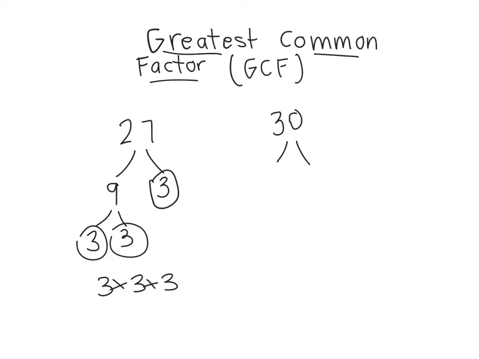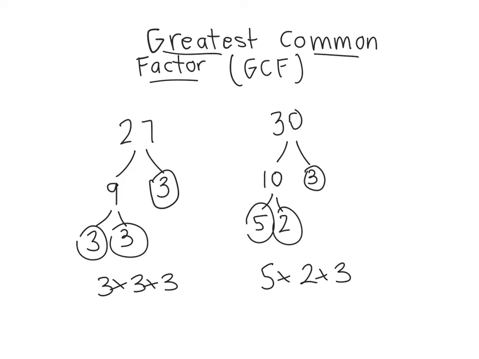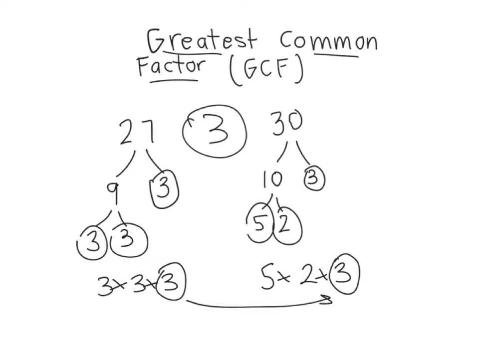Factors of 30, it doesn't matter which way you do it. You could do 10 times 3, you could do 15 times 2. It does not matter because they're all going to be prime numbers anyway. So factors of 10, and these are prime, and my number sentence is 5 times 2 times 3. Then I want to circle the matching pairs on either side. I have 1, 3 here and 1, 3 here. If I have no other matches, then my answer should be the same. So my greatest common factor between 27 and 30 is 3.